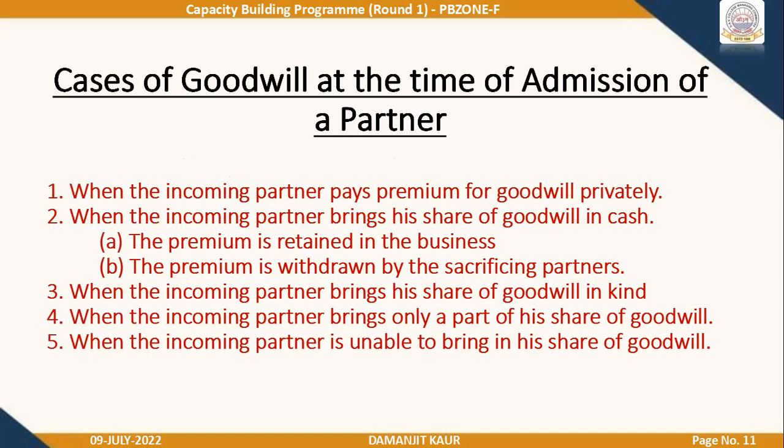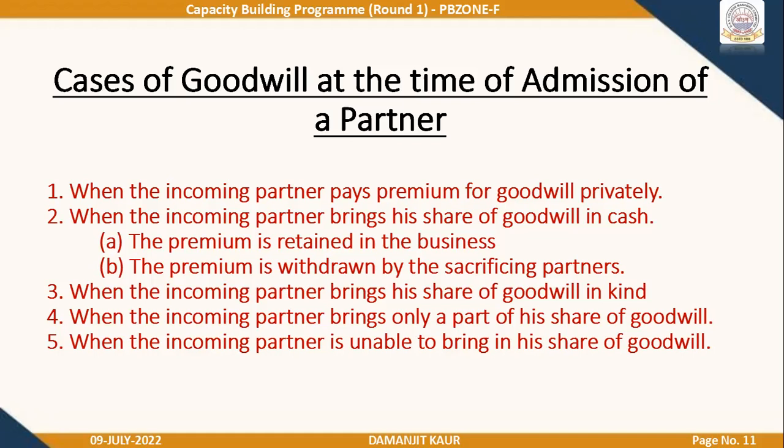So the different cases of goodwill at the time of admission of a partner are: first case, when the incoming partner pays premium for goodwill privately. Privately means out of the business only, the amount is not brought into the office and it is paid privately. Outside the business only, they exchange the amount. Compensation is paid by the new partner to the sacrificing partners.